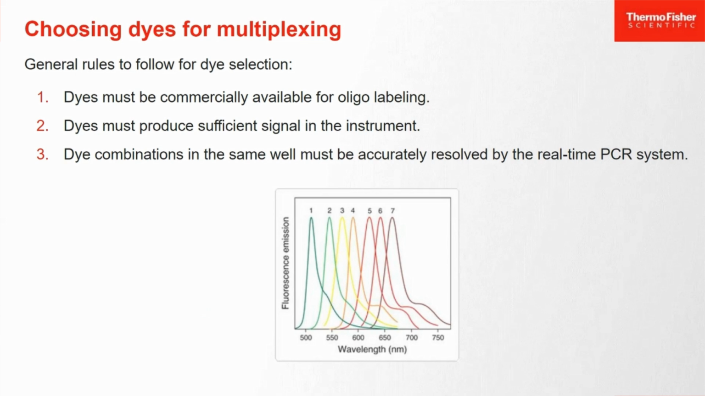So then logically the next question is, well, which dyes do I pick? Here's some general rules to follow. The dyes must be commercially available for oligo labeling. The dyes must produce sufficient signal in the instrument you intend to use, and dye combinations in the same well must be accurately resolved by the real-time PCR system.